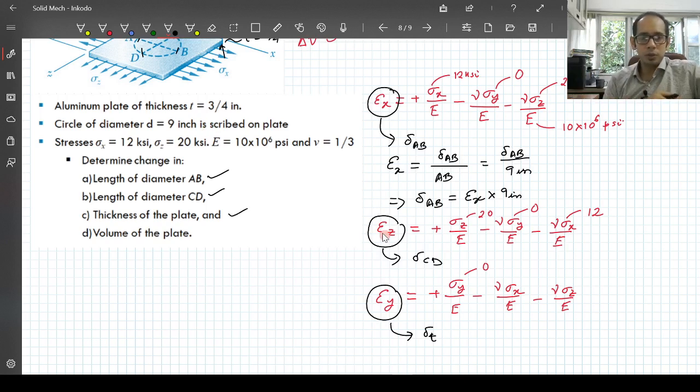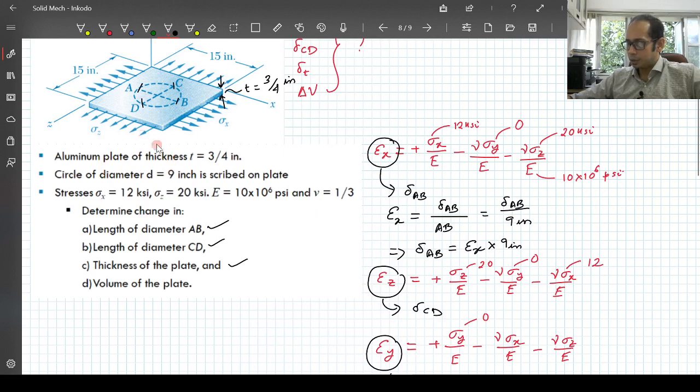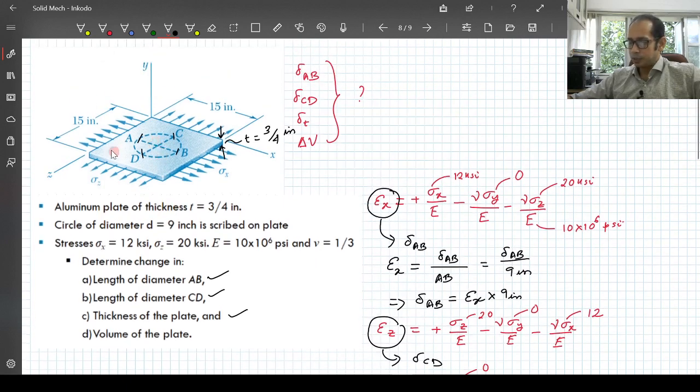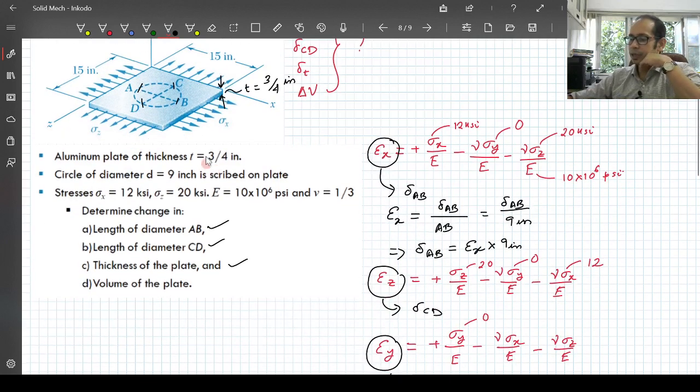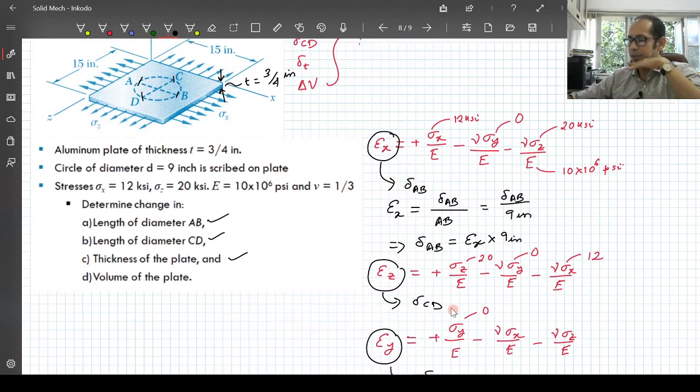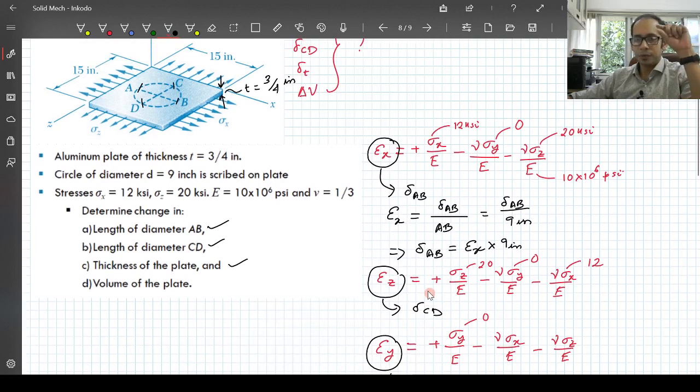The last one is to compute the volume of the plate, and you can do it in two equivalent ways. The first way: remember the original volume is simply your 15 times 15 times this particular thickness over here. So that is your original volume, and now you have calculated your delta AB, delta CD, and delta t. So you have calculated the changes in length, so you can calculate the final volume, and then do the final volume minus the initial volume to get the change in volume.